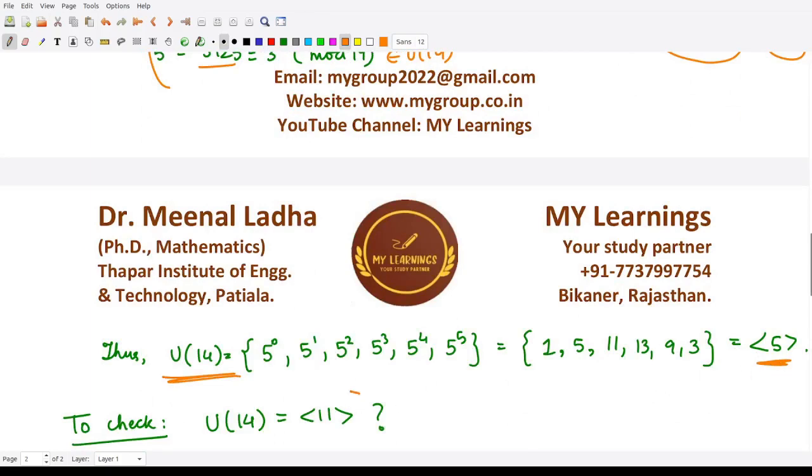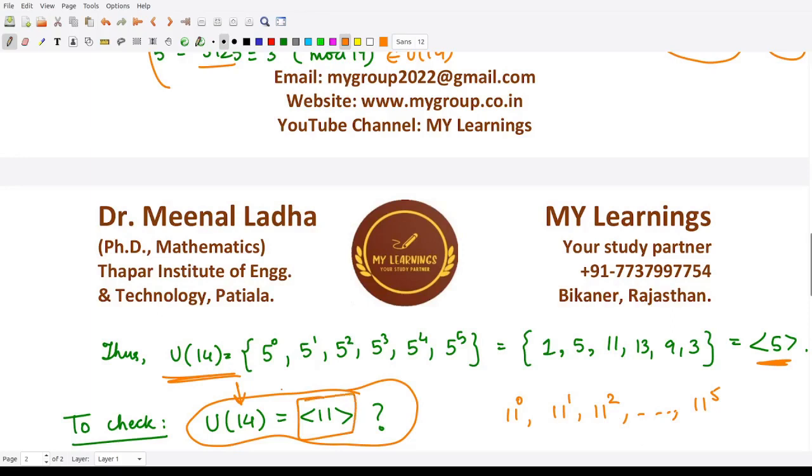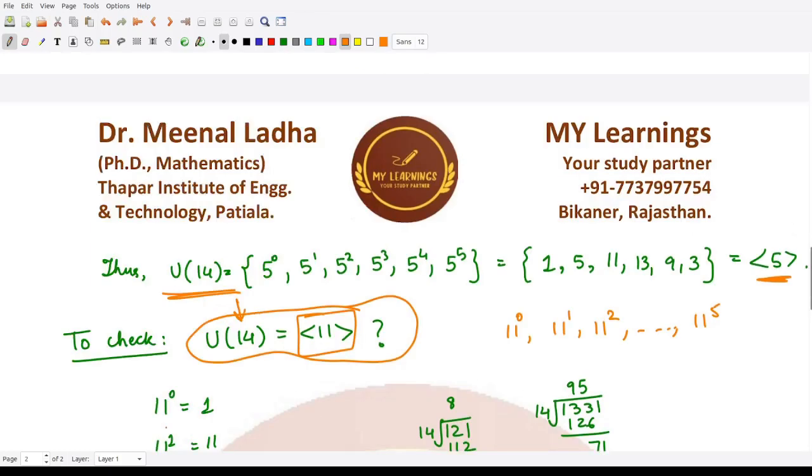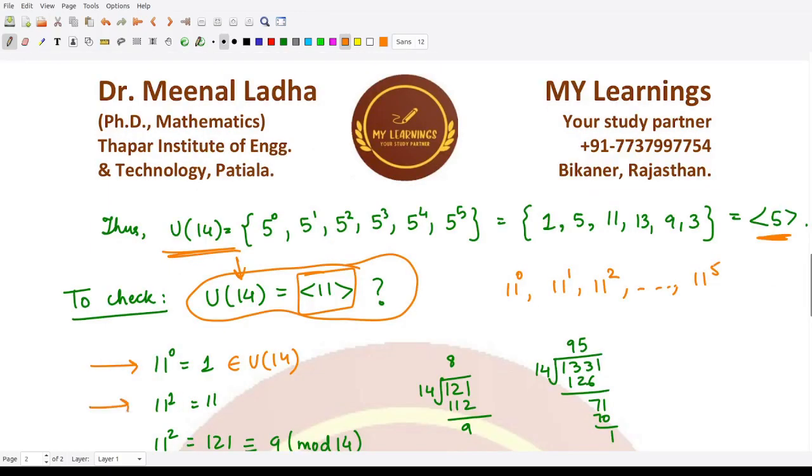Now we have to check whether U14 is generated from 11. So we'll again use the same method. We'll check all the powers of 11 in this case, correct? If they give us back the elements of U14, then we can say this element 11 generates the whole group, otherwise not. So let's check each of the powers. First of all, 11 raised to power 0 is 1, which is present in U14, correct? 11 raised to power 1 is 11, which is also a member of U14, right?